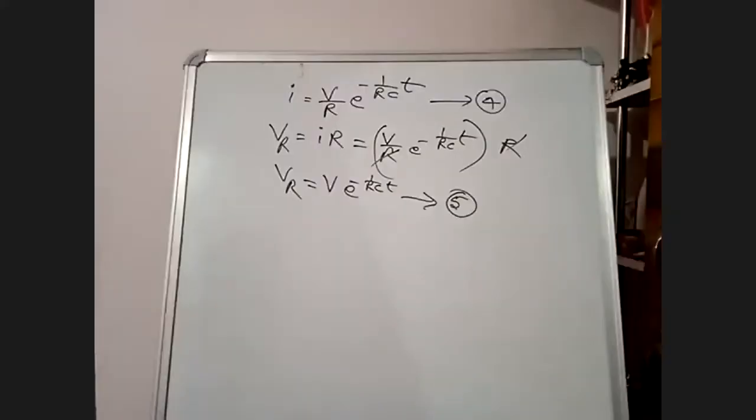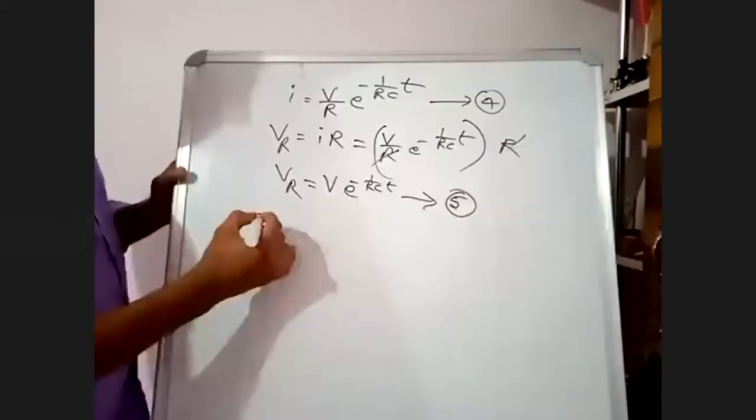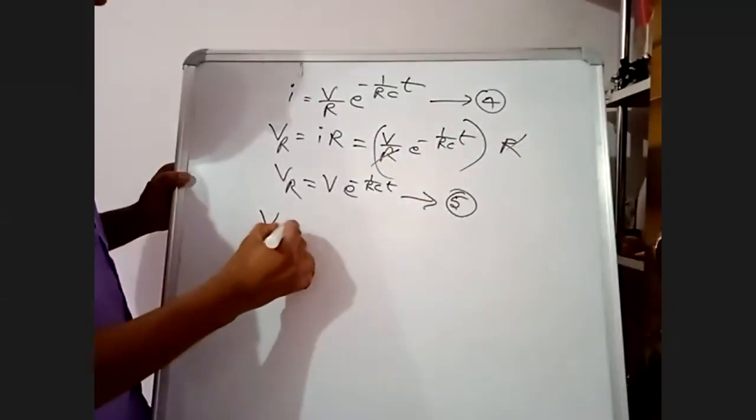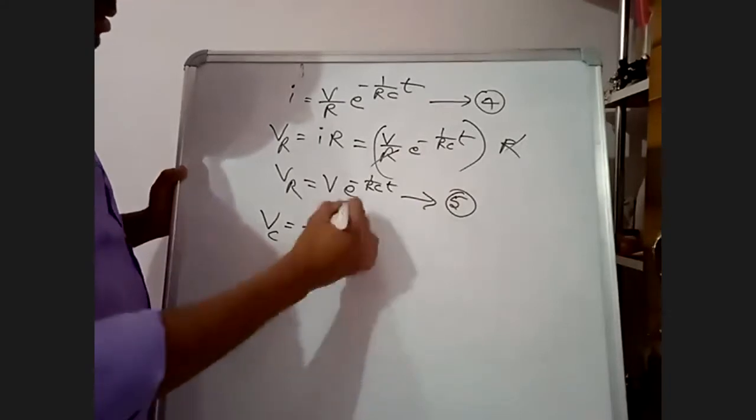Now we have to derive the voltage across the capacitance. This is the voltage across resistance, VR is equal to I into R. Now, what is the voltage across the capacitance formula? 1 by C integral I dt. Okay. Voltage across the capacitance is VC is equal to 1 by C integral I dt.